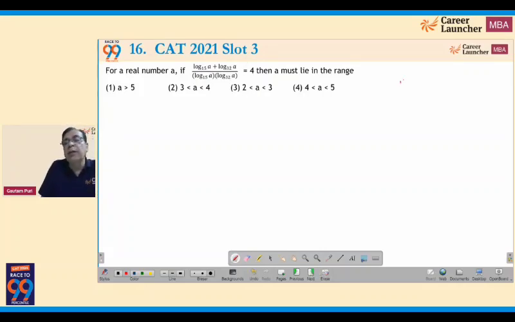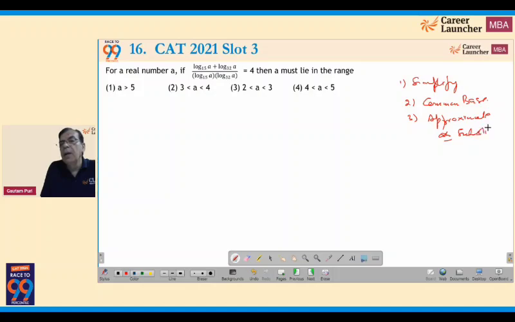The process to be followed: first step is simplify. Second step is common base. And third step is approximate or substitute, whatever works for you. There's a 3-step process that I would want you to follow: simplify, common base, and approximate. Now let's look at this particular question.